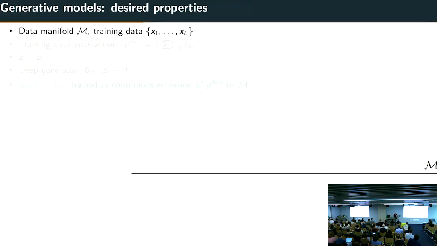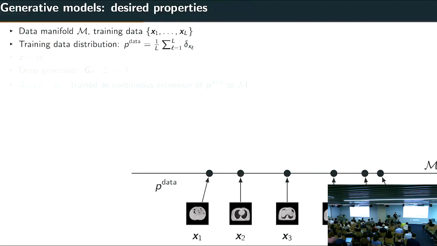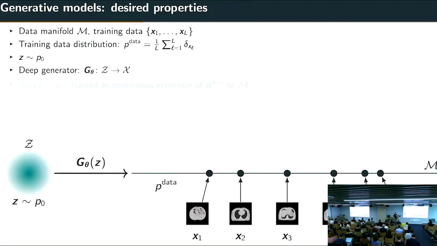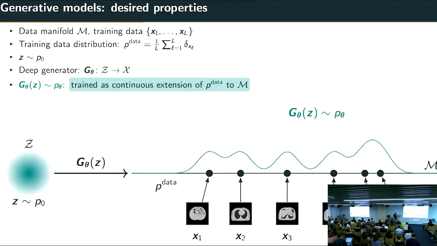So how do we train such a model? Assuming the data manifold lies on the line, we have training data, and we have a training data distribution. It's an empirical distribution, which is a sum of Diracs on each of the training data samples. We sample a latent variable with a simple probability distribution. We use a deep generator, and the pushforward distribution of the prior of Z is the probability distribution of the generator, and we train it to be a continuous extension of the empirical data distribution. So that's how I like to see it.